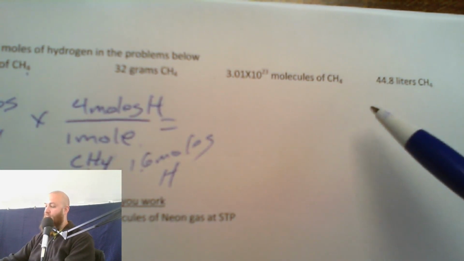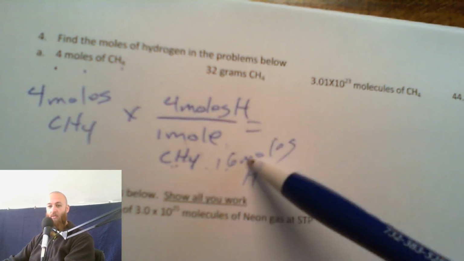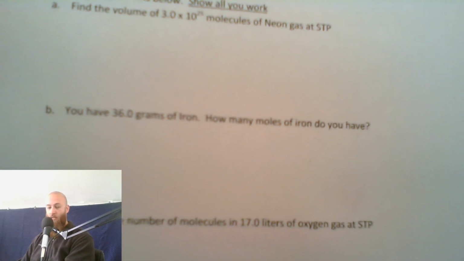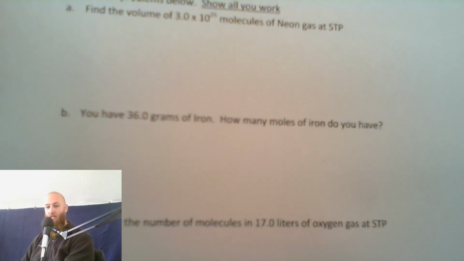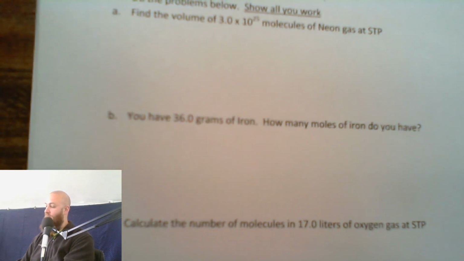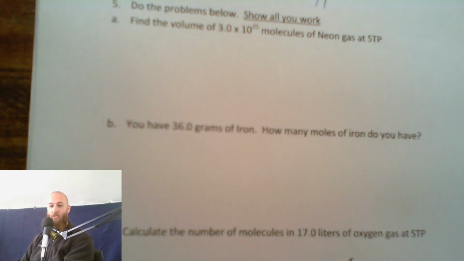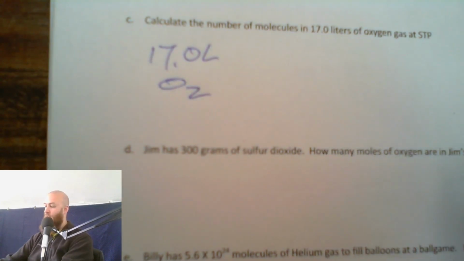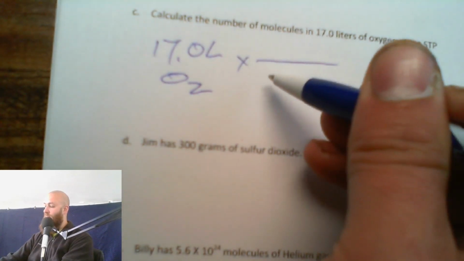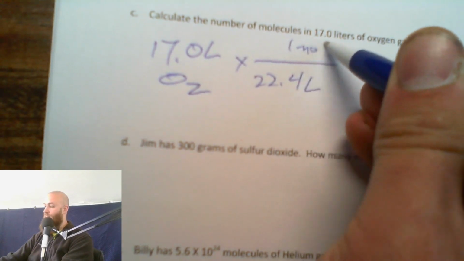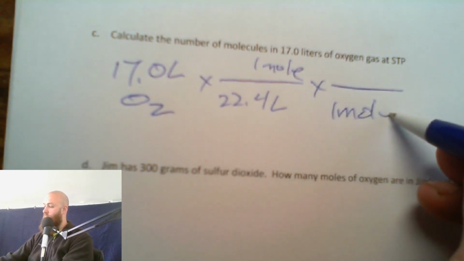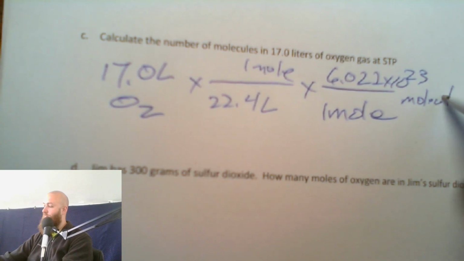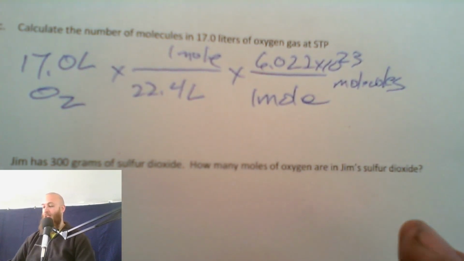Not that difficult. Just convert it to moles, and then you would use a similar conversion factor like I did here. Okay, and then these last couple questions are kind of like a free-for-all. Let's do C, because it's the first one I made eye contact with. Calculate the number of molecules in 17.0 liters of oxygen gas. So we're doing C. 17.0 liters of O2. I want molecules, right? So let's get rid of liters. 22.4 liters, 1 mole. Get rid of moles. Do 6.022 times 10 to the 23rd molecules. So that's how you would set that particular question up.